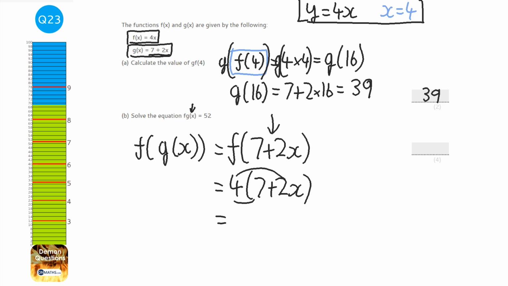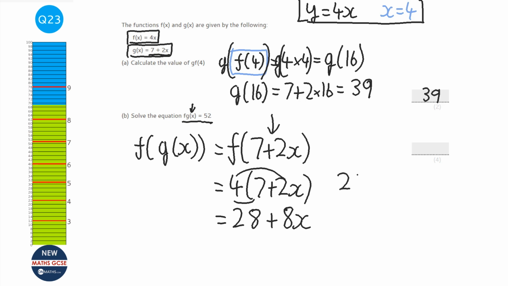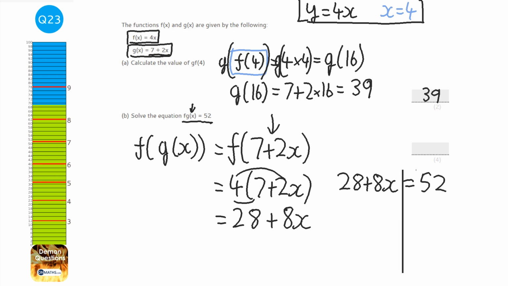So 4 times 7 is 28, plus 4 times 2 is 8x. Okay. Now, there's an equation here which I've kind of ignored up until now, but we need to write it now. So it says that 28 plus 8x, which is fg(x), equals 52. So let's solve that.